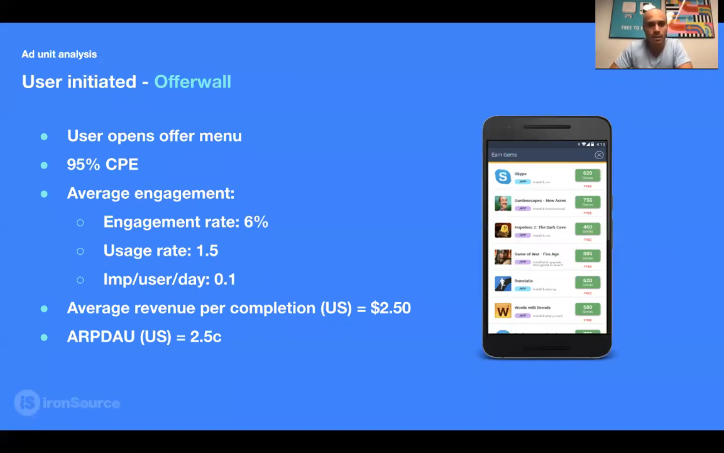The next ad unit in this family of rewarded ads or user-initiated ads is the offer wall. Offer wall is a menu of offers that the user can choose to engage with, and in exchange, he gets virtual goods, similar to what happens in rewarded video. Today, 95% of offer wall will be based on CPE offers. CPE offers meaning the user needs to install an app and to engage with the app until a certain level, which is what the advertiser pays for.